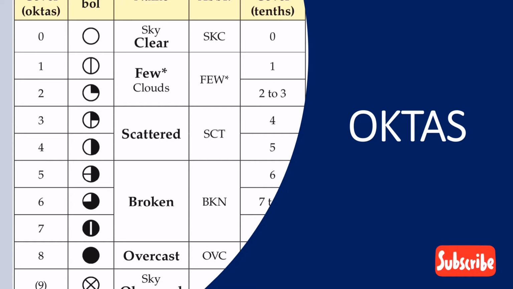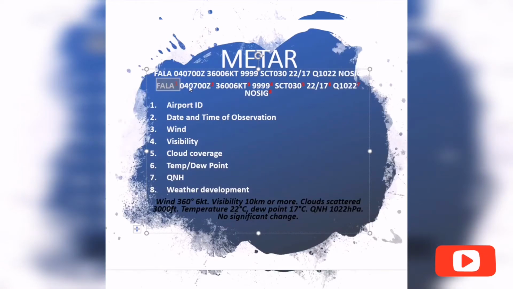So there are 8 octaves. All the 8 divisions in your sky are actually closed up by cloud. We call that overcast, and it's abbreviated Oscar Victor Charlie, OVC. So that is how octaves work. Now back to the METAR that we're looking at, scattered clouds at 3,000 feet.